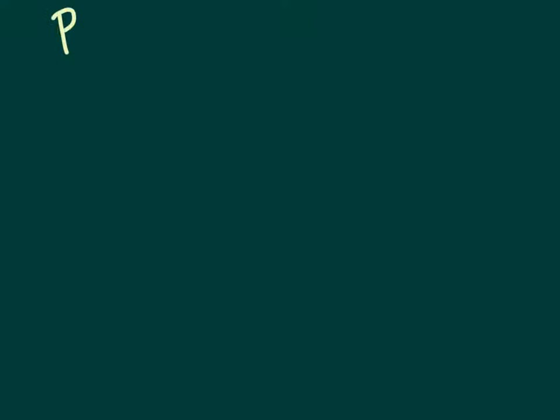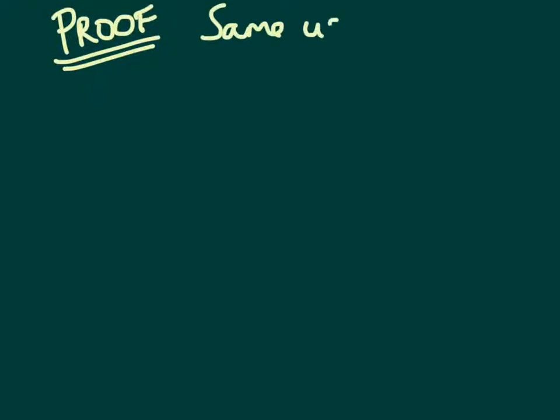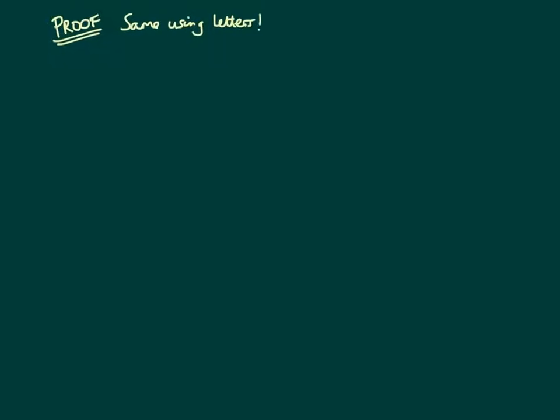So that last example was good, but it wasn't an example of a proof. What we did in the previous page would only have worked for those numbers. So we can do exactly the same using letters, and the result we get we can use for any numbers. So that's what a mathematical proof is.